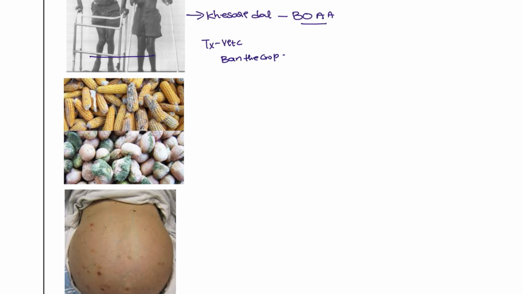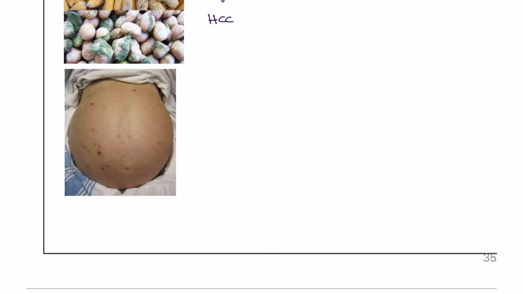Next, moving on, here you can see this is a fungus, and this growth is known as aflatoxins. So the patient is associated with hepatocellular carcinoma. Next, this is the endemic ascites.